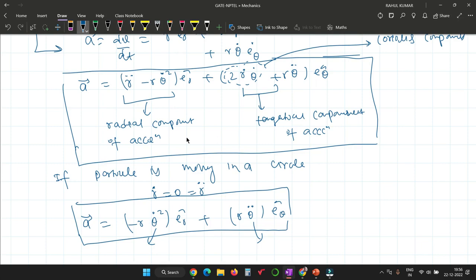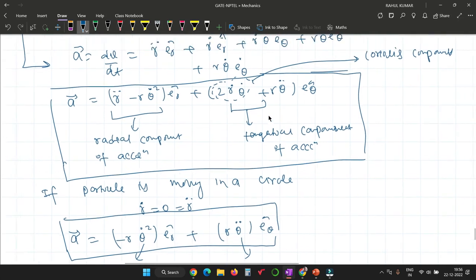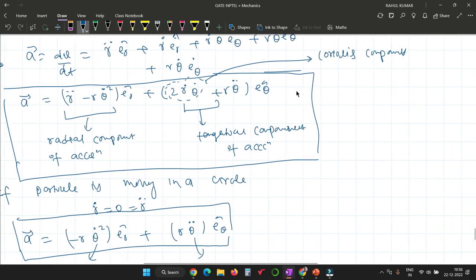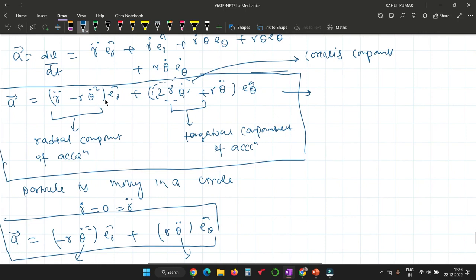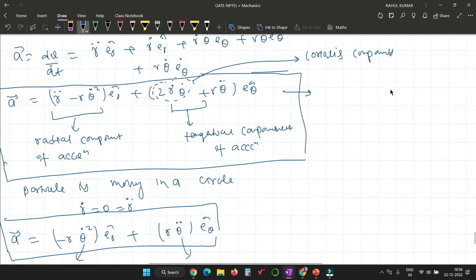Yes, sir. Now I will do one thing so that you can remember this equation. This is the radial component, right? Suppose a particle is moving in curvilinear motion. In this radial acceleration, R double dot is the particle's radial acceleration.